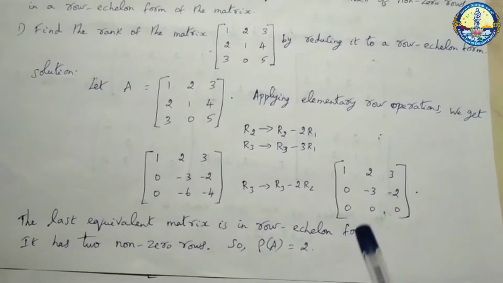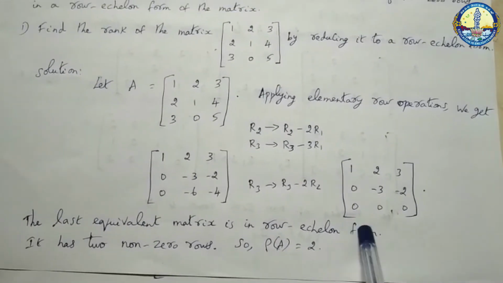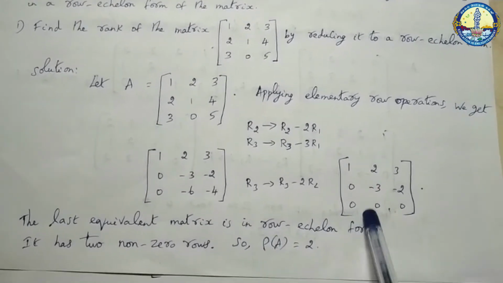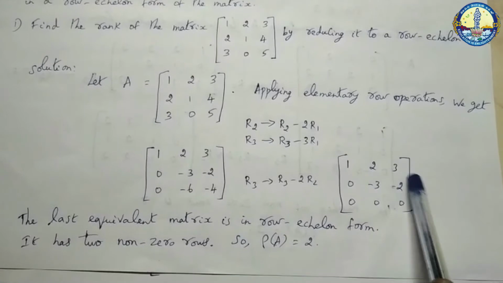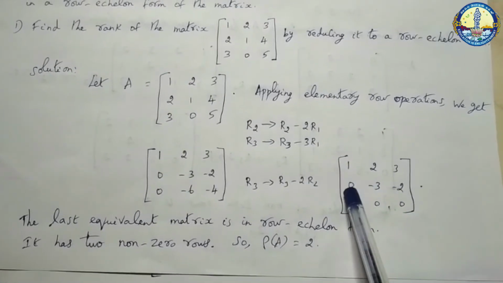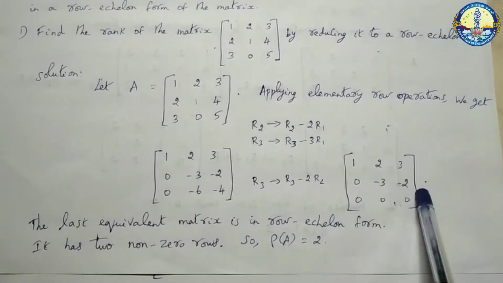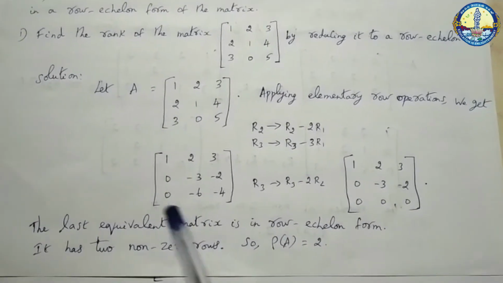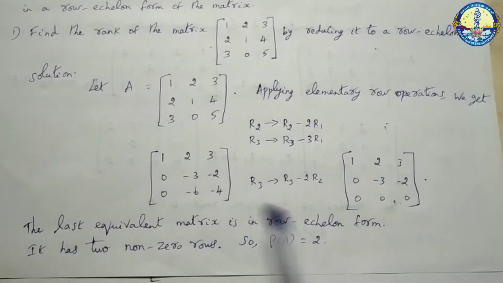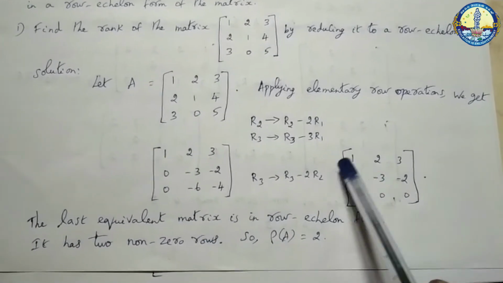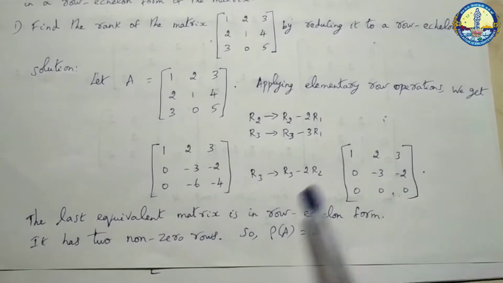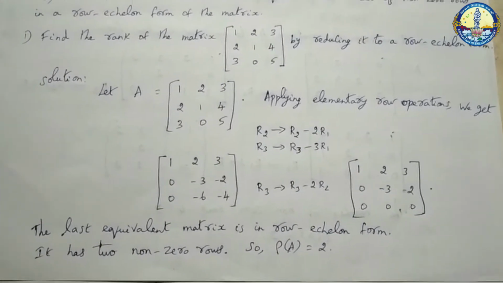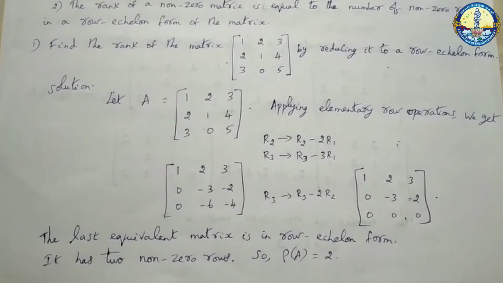So this is a row echelon form. Here count the number of non-zero rows. This row contains all elements 0, so this is a zero row. This is a non-zero row, and this is also a non-zero row, since only some elements are 0 and others are non-zero. So here there are 2 non-zero rows. The last equivalent matrix is in row echelon form. It has 2 non-zero rows, row 1 and row 2. So the rank of the given matrix equals 2. This is one method to find the rank of a matrix.